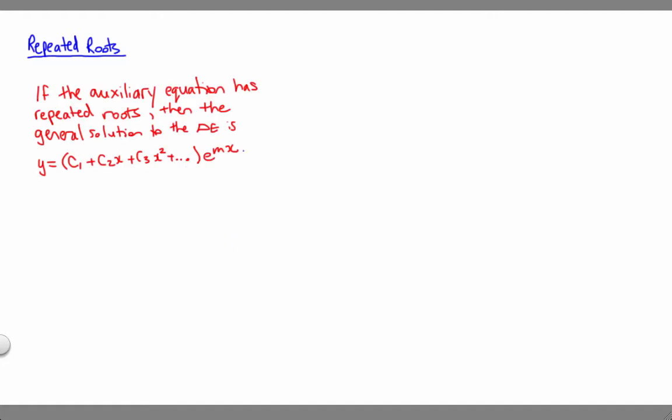If the auxiliary equation has repeated roots, then the general solution to the DE looks like this. Y is going to be a polynomial times an exponential. The particular root m that is being repeated is going to go into the exponent of the exponential alongside an x. And if we take a look at this polynomial here, there will be one term for each occurrence of the root m.